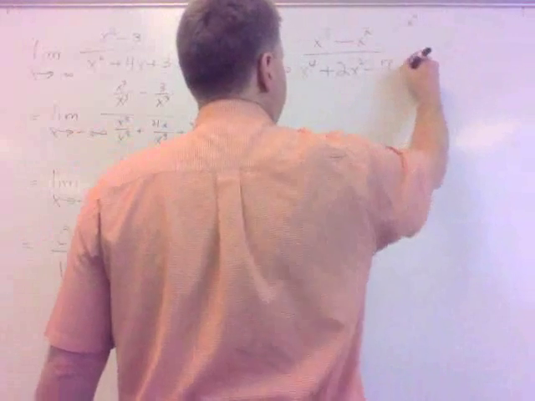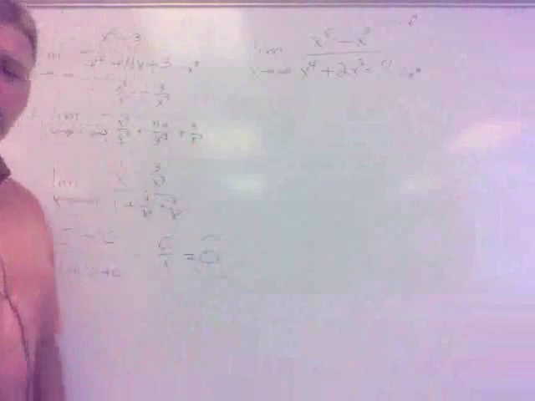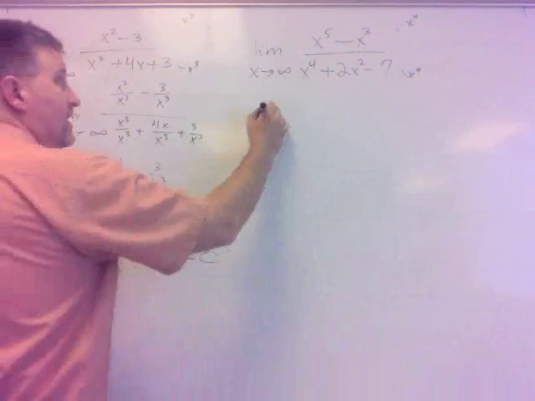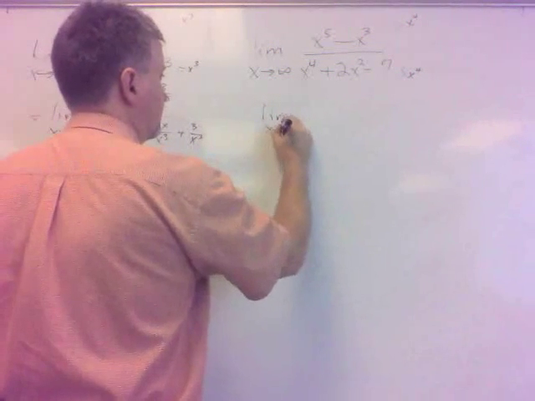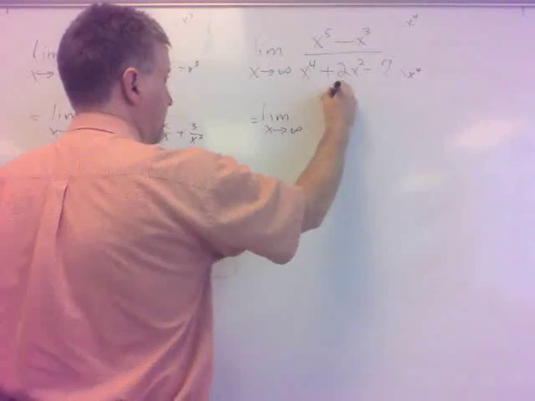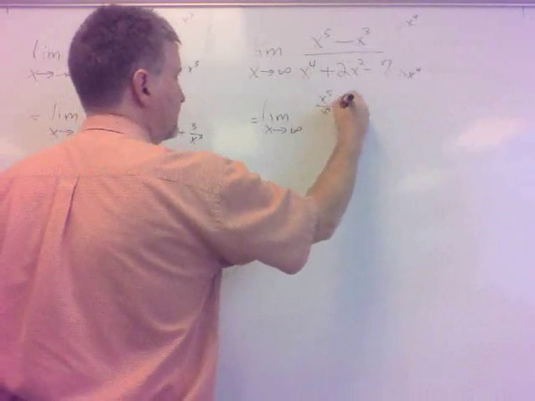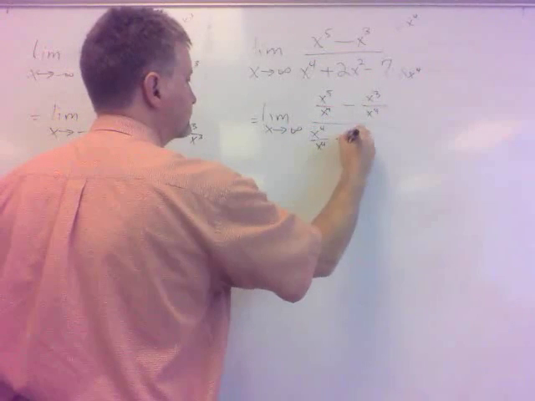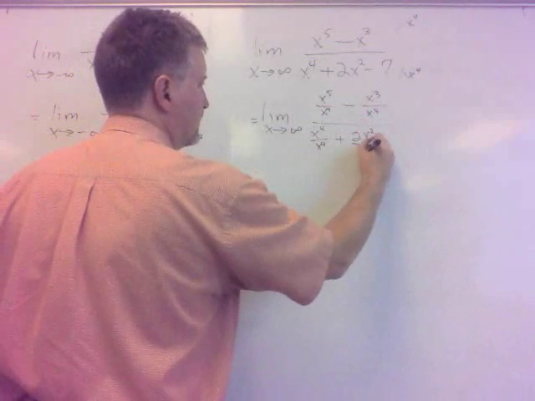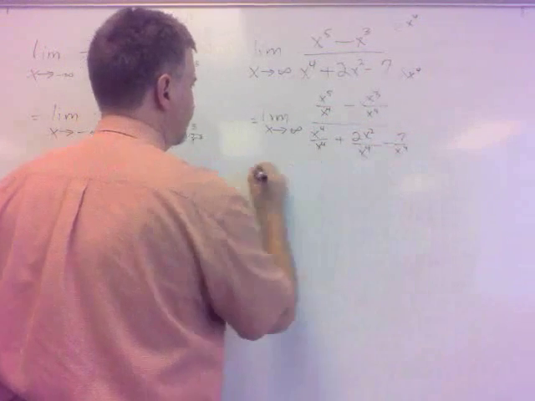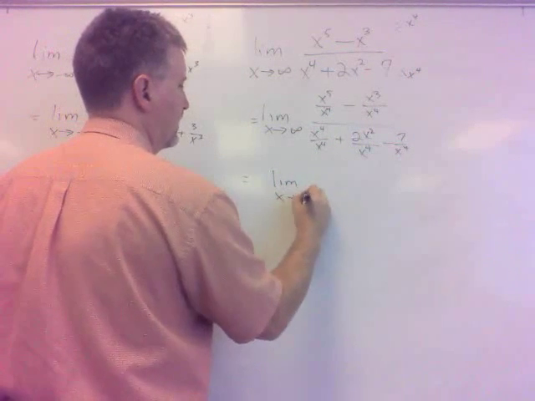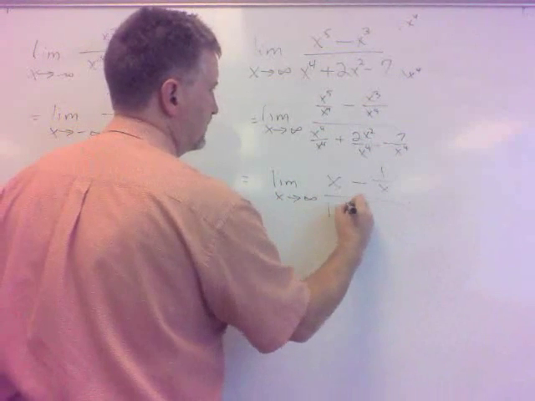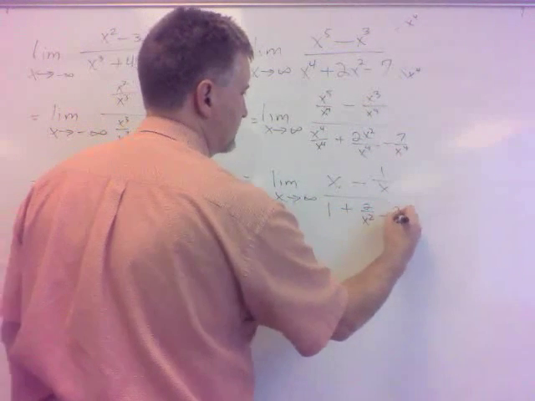I know I have a larger degree in the top, but for this to work, or to show what we need it to show, divide by the largest degree in the denominator. So divide the top by x to the 4th, and the bottom by x to the 4th. Here's what I get. I get the limit as x goes to infinity of x minus 1 over x, over 1 plus 2 over x squared minus 7 over x to the 4th.